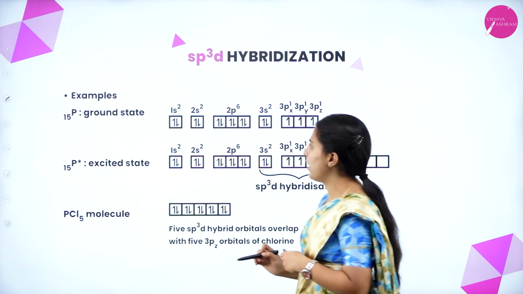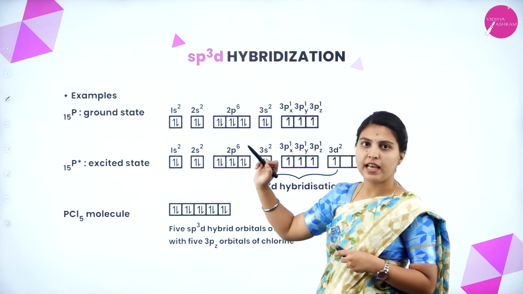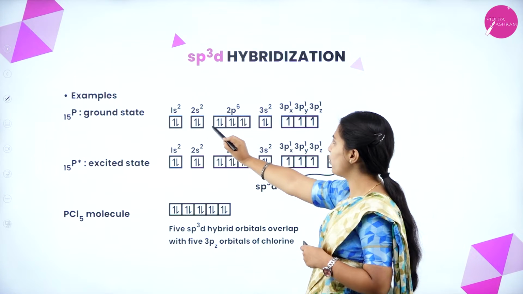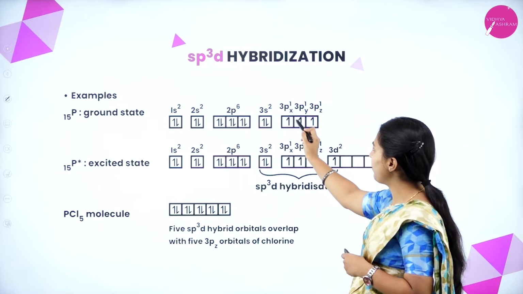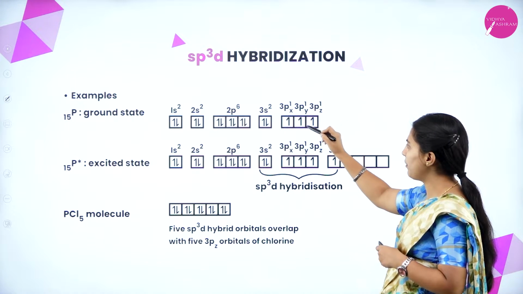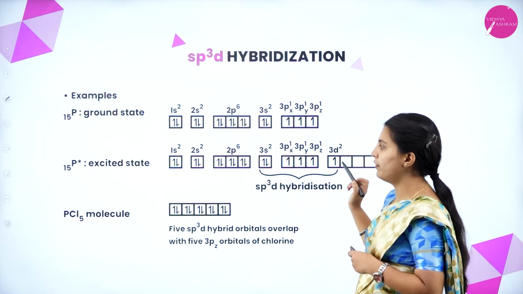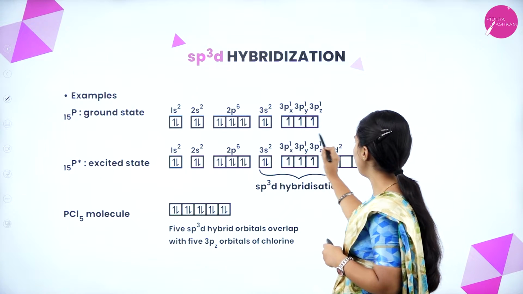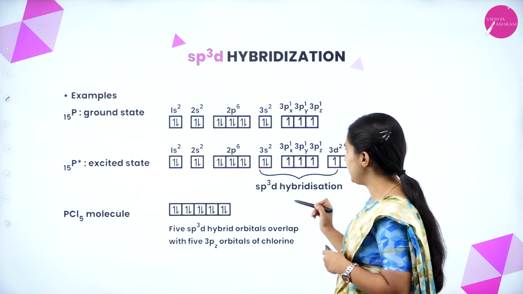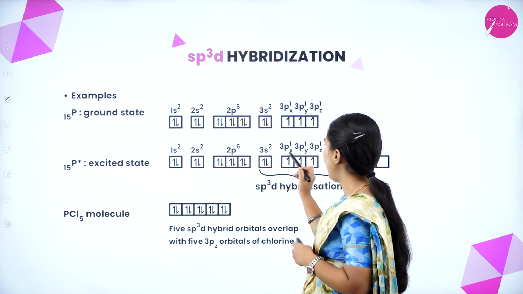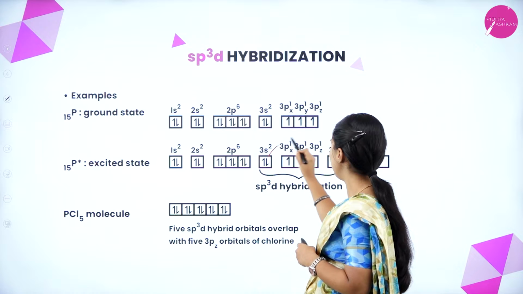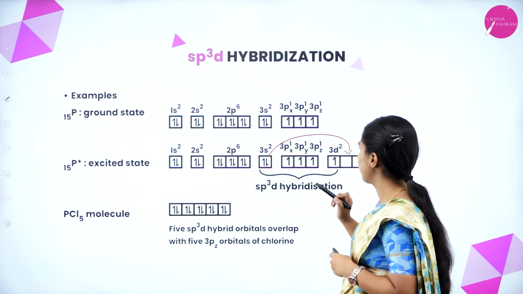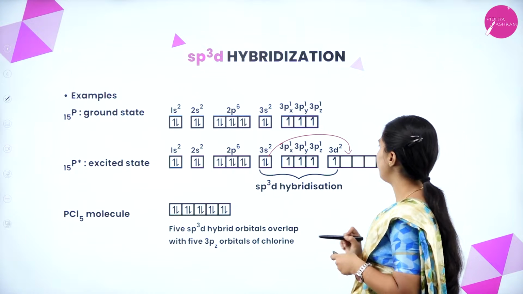See here, example PCl5. Phosphorus has atomic number 15, that is, in the ground state 1s2, 2s2, 2p6, 3s2, 3px1, 3py1, 3pz1. Overall 15. In the excited state, this will jump to here. In sp3d, the s1 will be present, and here it will jump, right? S1 will be present, P3 and D. It has already jumped here, okay?